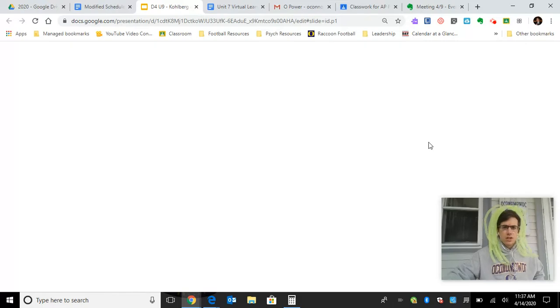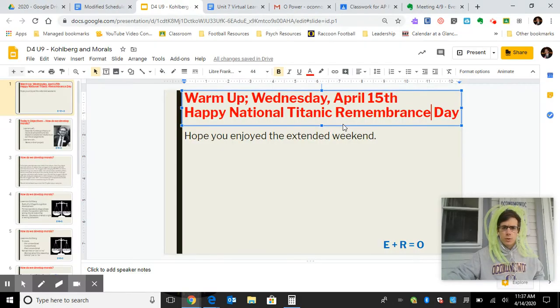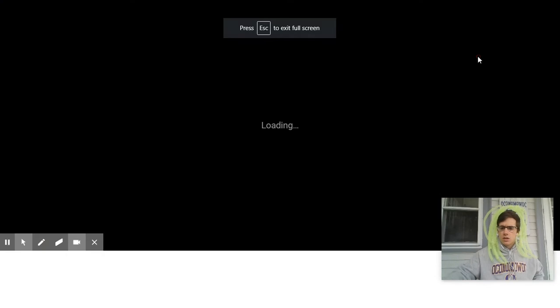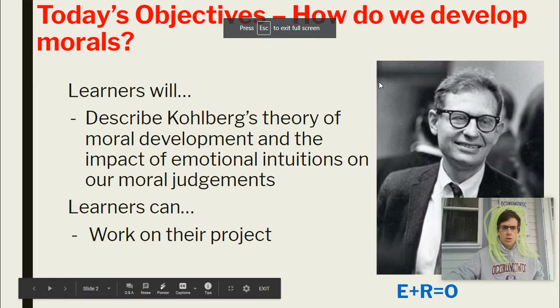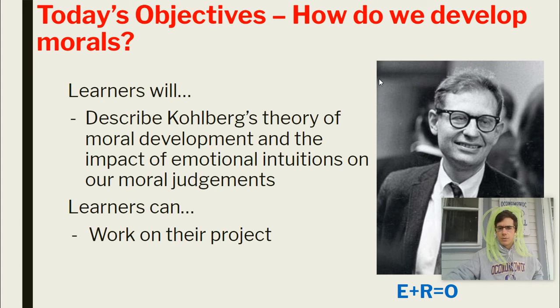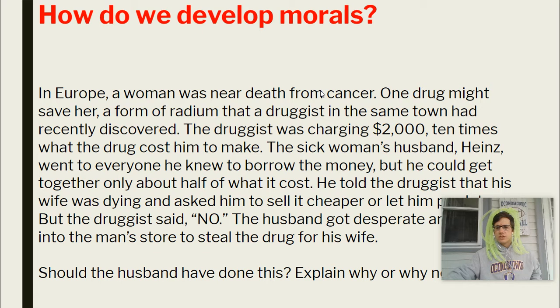So we'll go ahead here and jump into Kohlberg. We're going to talk about his theory. We'll talk about where he came up with this idea from, and then we'll talk through the three different stages, and hopefully that gives you enough background information to apply it in your project. And if you feel like you need a little bit more explanation, just let me know.